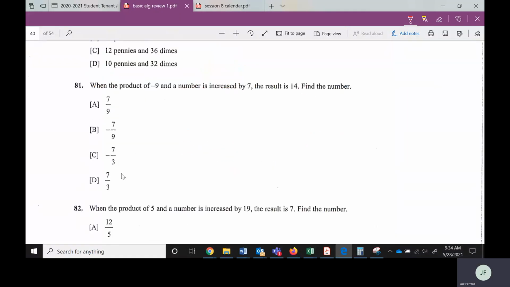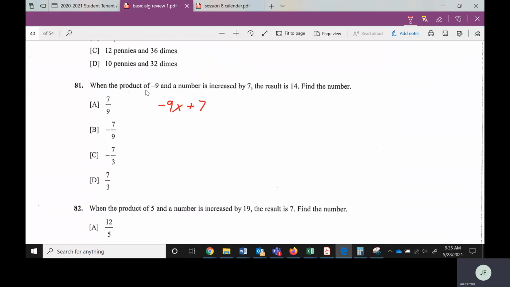It says when the product of -9 and a number. So product means multiplication. So -9 and a number means, because they said product, -9 times a number, is increased by, so it means plus, by 7. And I'm not going to do another one, but just so you know, if they said a quotient of -9 and a number, that would be -9 divided by x, or if they said quotient of a number and -9, you would put x over -9, because quotient means divide. If this said decreased, this would be a minus instead of a plus.